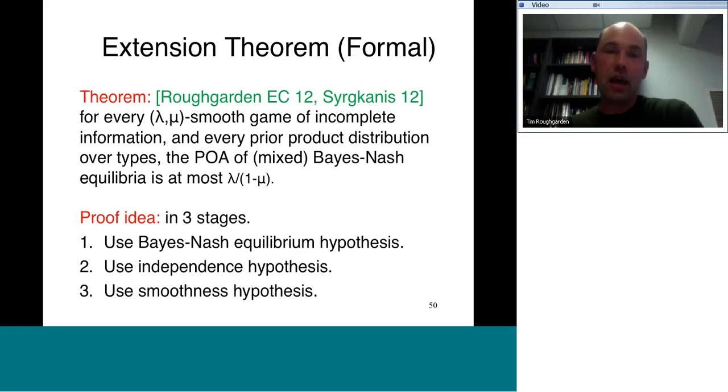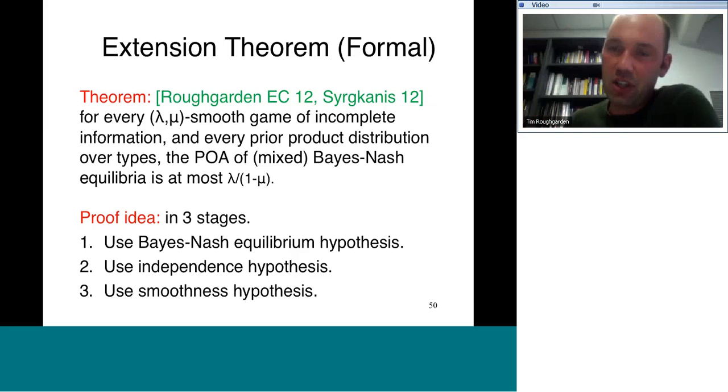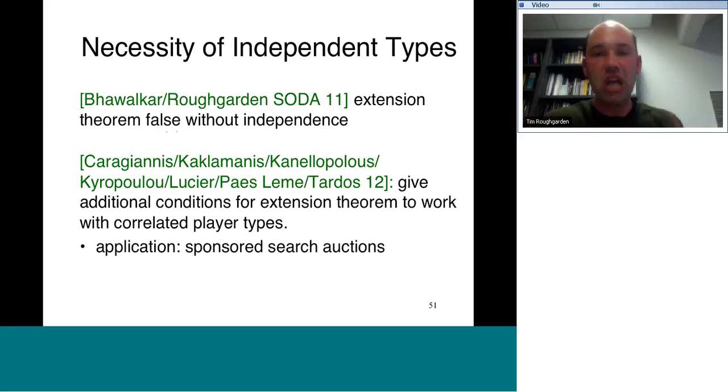The proof definitely doesn't fit on a slide. One reason we know the proof of this extension theorem has to be more complicated than that for the complete information case is because it doesn't hold for correlated types. So we have to crucially use the independence of players' private information in the proof, and indeed the proof for that reason is significantly more complex. I'm not going to talk about it here. There are also counterexamples saying that there are not lossless extension theorems for correlated types except in rather special cases, although some interesting applications, including sponsored search auctions, are covered.